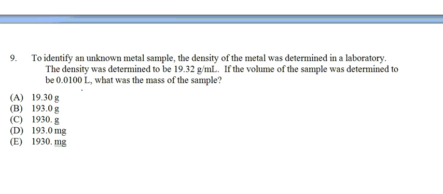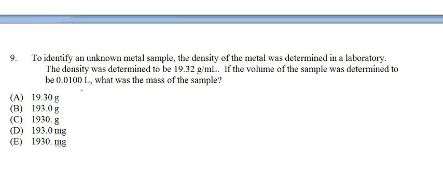To identify an unknown metal sample, the density of a metal was determined in a laboratory. The density was determined to be 19.32 grams per milliliter. If the volume of the sample was determined to be 0.01 liters, what is the mass of the sample?